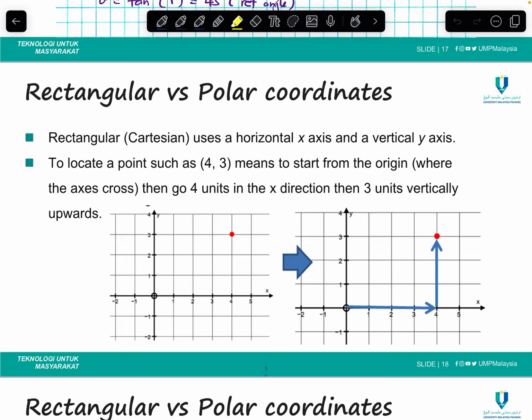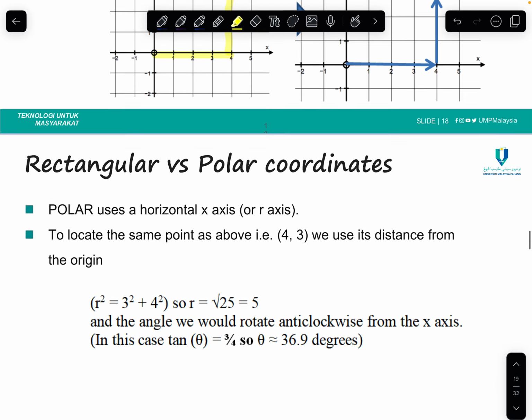Rectangular versus polar coordinates. Rectangular or Cartesian uses a horizontal x-axis and a vertical y-axis. To locate a point such as (4, 3) means to start from the origin where the axes cross, then go 4 units in the x direction, and then 3 units vertically upward. This is for rectangular coordinates.